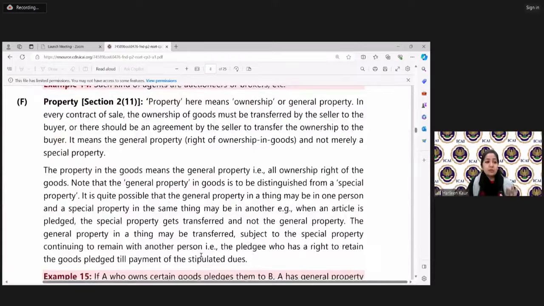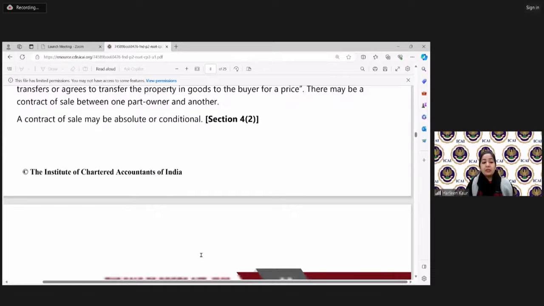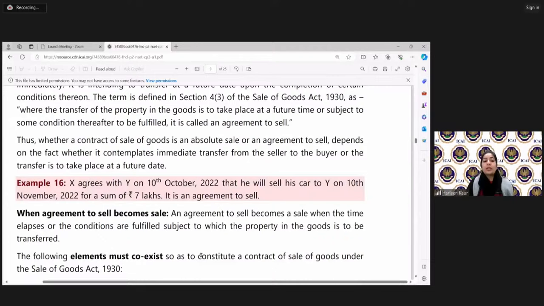So let's stop here. The two definitions, mercantile agent and property, insolvent and price. Just go through them and we will be covering it. Sale and agreement to sell definitions we have already done. In the next class, whenever we meet, we're going to understand their differences. Let's quickly run through the points, essential elements of the contract of sale, or we can also do the MCQs as of now. And we are left with 10 minutes. I want to give you the time for doubts also. So any doubts, please feel free to ask.